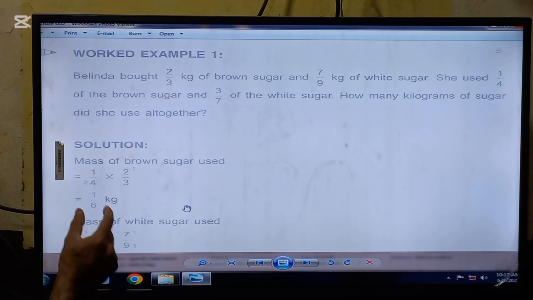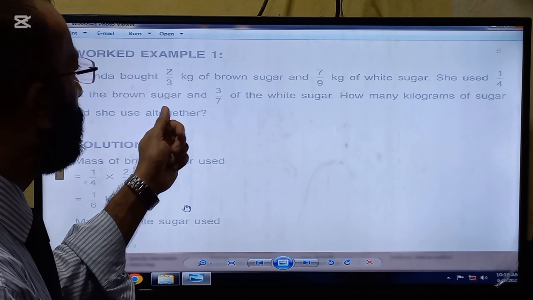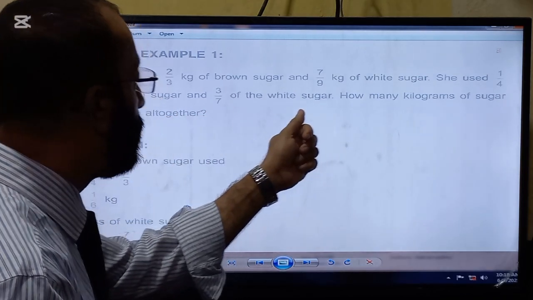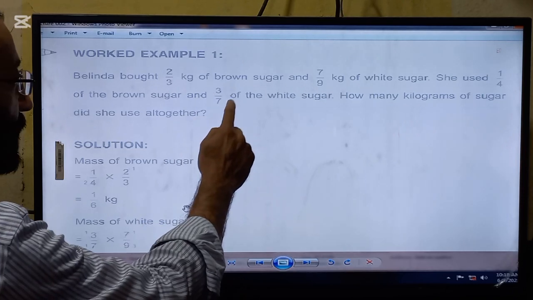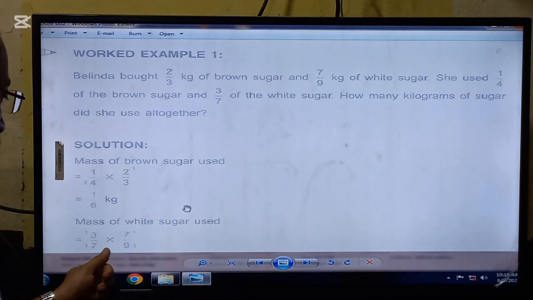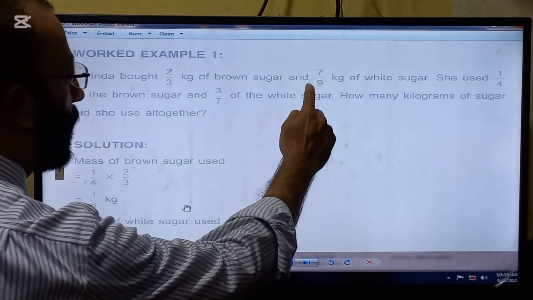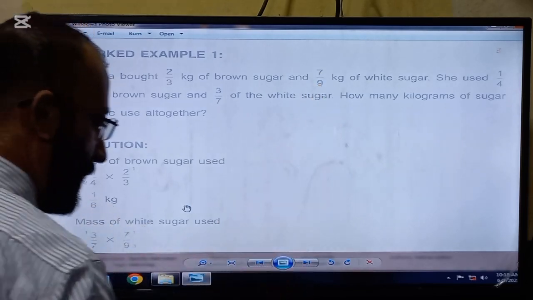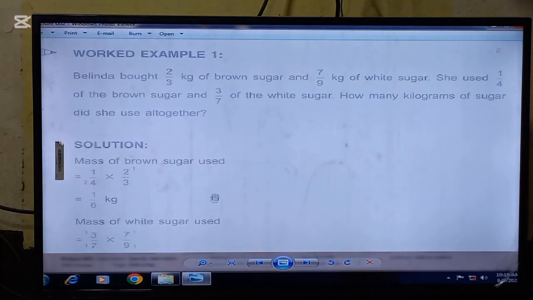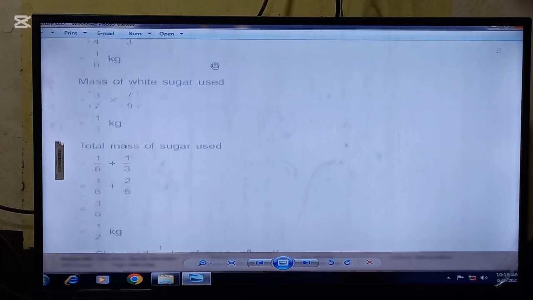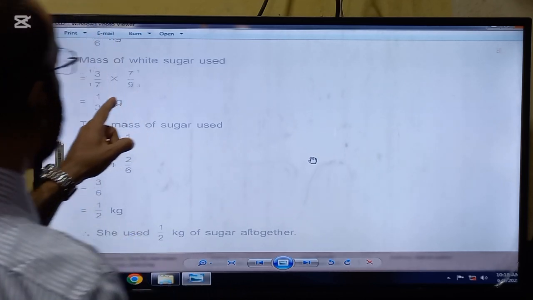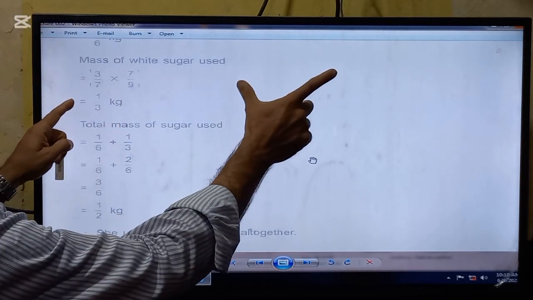So this is the brown sugar that is used. Now we are coming into this portion, 3 by 7 of the white sugar. Here, "of" stands for multiply. So 3 by 7 of the white sugar, and here is the white sugar: 3 by 7 multiplied by 7 by 9. Look now, this is the mathematical form of that portion.